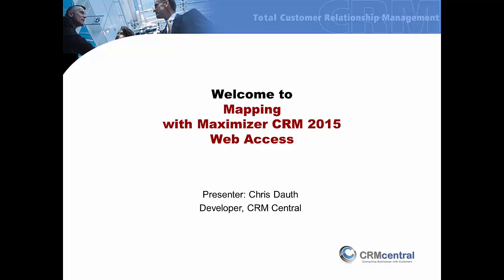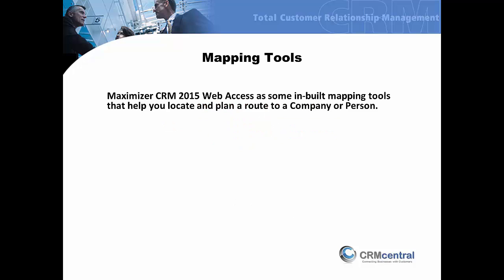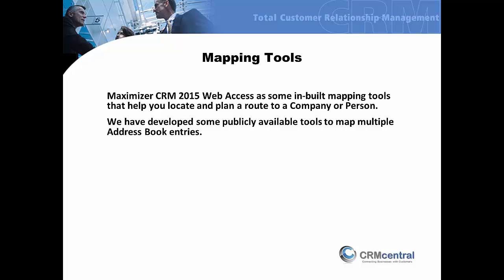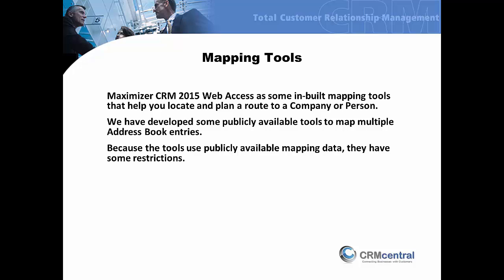In this video we'll cover some of the mapping options with the new Maximizer CRM 2015 Web Access. Maximizer 2015 Web Access has some built-in mapping tools that help you locate and plan a route to a company or a person. We've also used some publicly available tools to develop a way to map multiple address book entries. Because these tools are publicly available, they have some restrictions in terms of speed and number of records mapped. But as you'll see, they're a great way to look at your records geographically. So let's have a look.